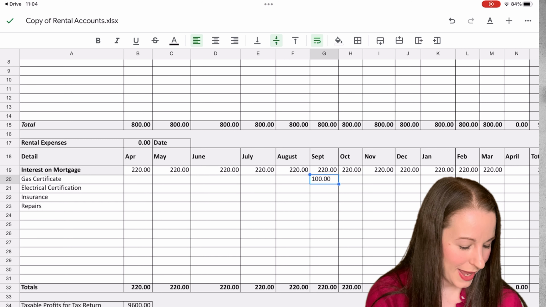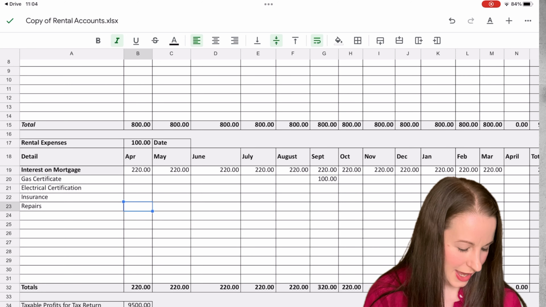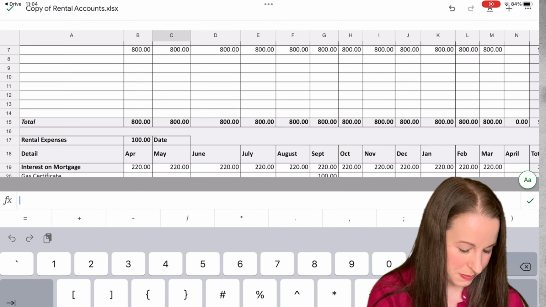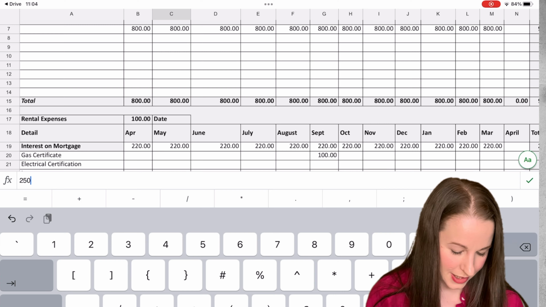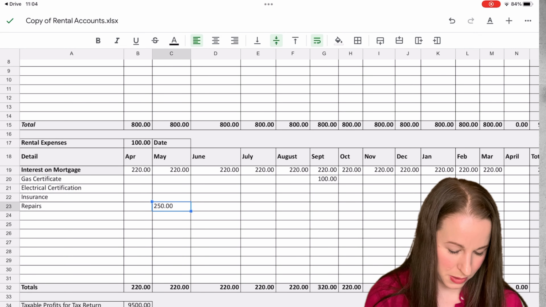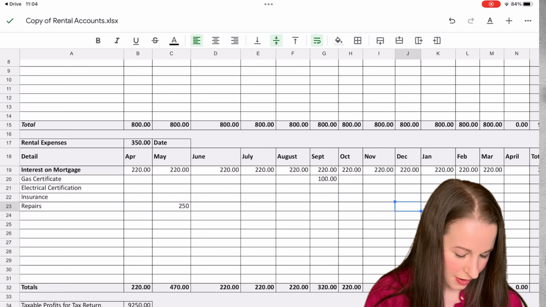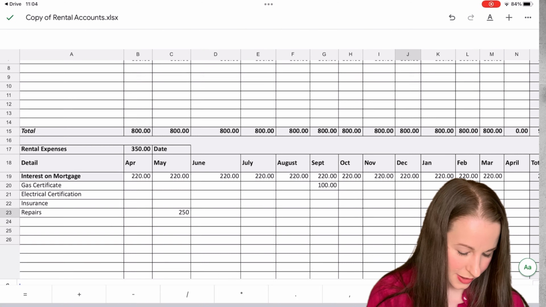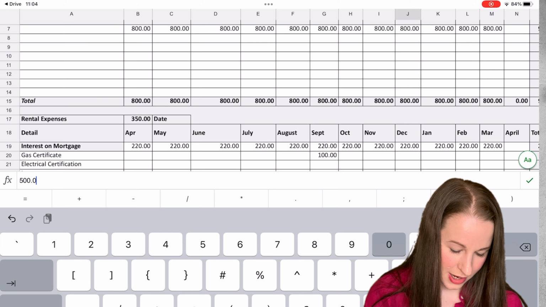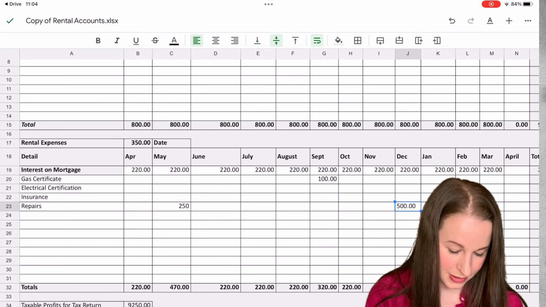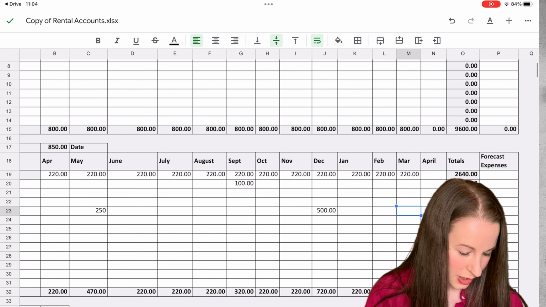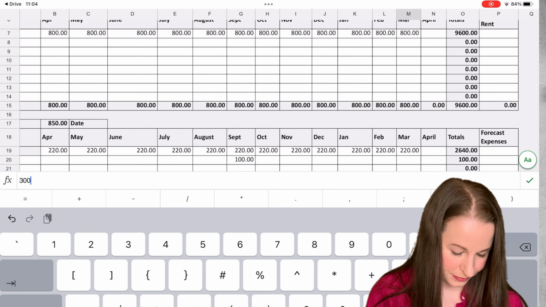But I am going to put some repairs in because in May they had an issue with the shower, so we spent £250 on fixing that. And then later on they had a few issues with the boiler during the winter, so that cost me £500 to fix. And then we had a few issues with bugs as the spring opened, so I'm going to put £300 in for that one.